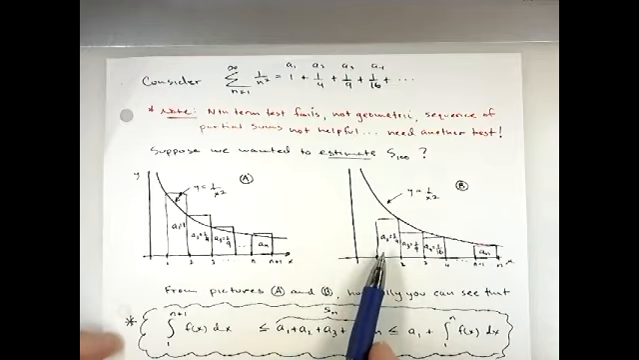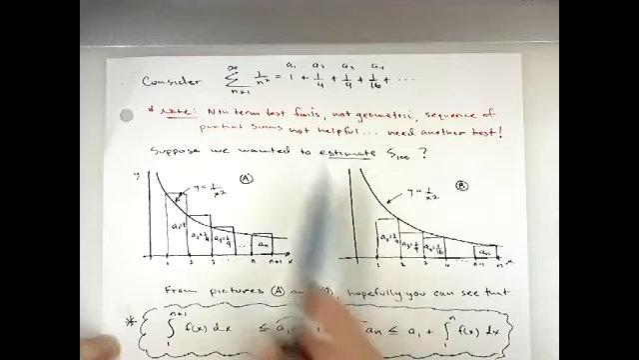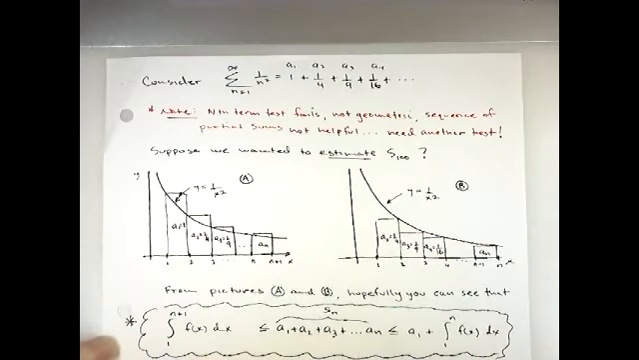Now the second picture, I'm using right-hand endpoints and I'm getting a lower bound for all of the terms except for my first term, right? Because to do right-hand endpoints, my first rectangle would represent a sub 2, the second term in the sequence.